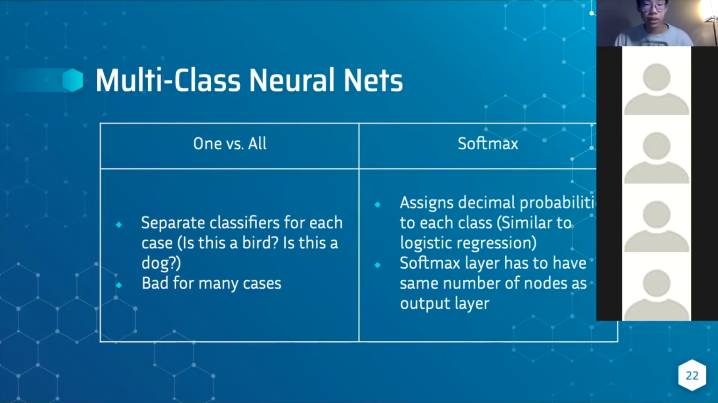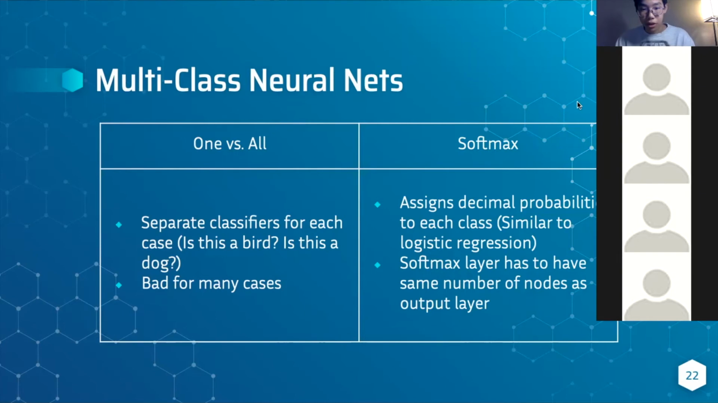So the first way to do that is something called one versus all. What that does is we're going to build separate classifiers for each case. Before, we had one classifier for the cancer case, and now we're going to build three for pneumonia, heart disease, and cancer. And this could be bad because if we have a lot of different cases, then we're going to build up the storage in our computer, right? We're going to have to build a lot of different classifiers.